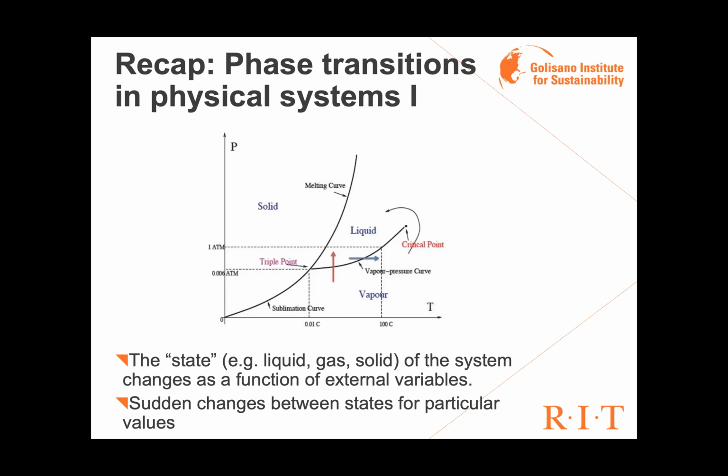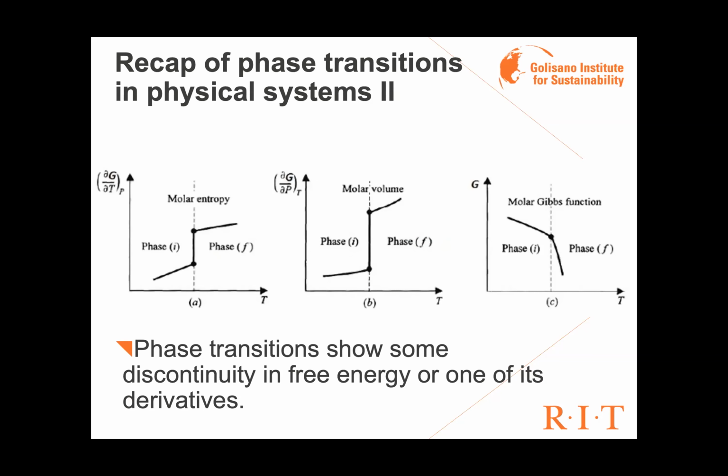this talk. And so here is the phase diagram for water. The state of matter, whether it's liquid, solid, gas, is determined by pressure and temperature, driving variables, so to speak. And there are sudden changes between the states for certain values of these driving variables. Another important feature of phase transitions is that the phase that a system is in is determined by minimizing the free energy of the system.